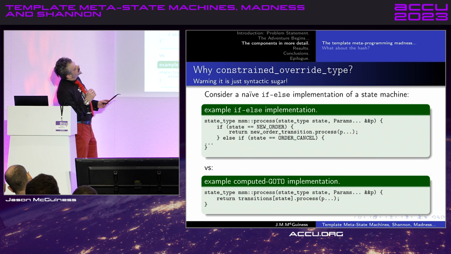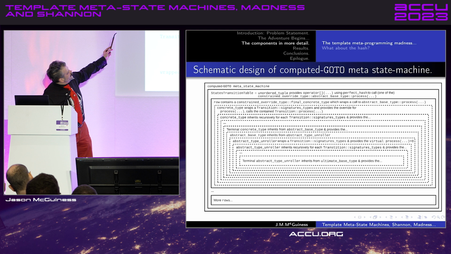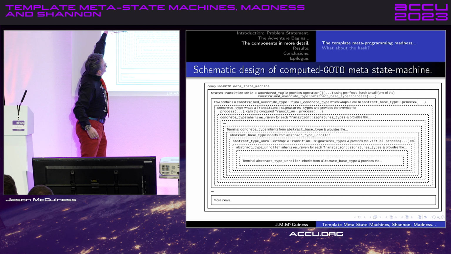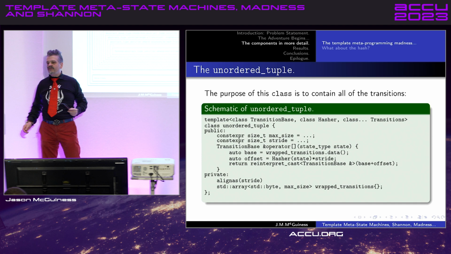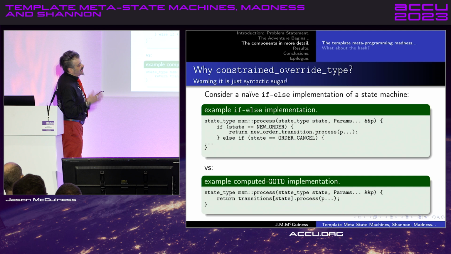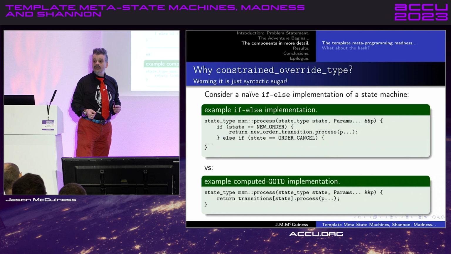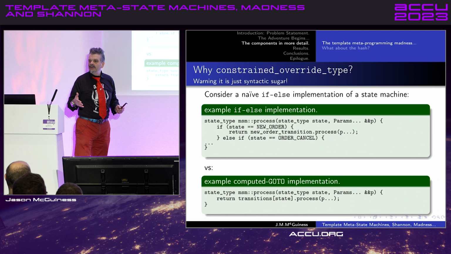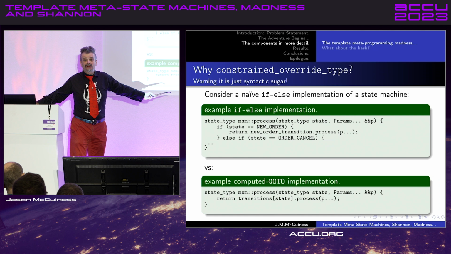Previous slide, sorry. So we've gone on to unordered tuple, remember? We're delving down into here. We've done an ordered tuple. We're going to look at what this constrained override type is and try and have a few more details, delve into it. Why this madness? And remember, it's just syntactic sugar. I could use void star, couldn't I? And then reinterpret cast back. To what type? I don't know. I don't know which transition I'm calling, because I just erased all the type because I used a computed goto.